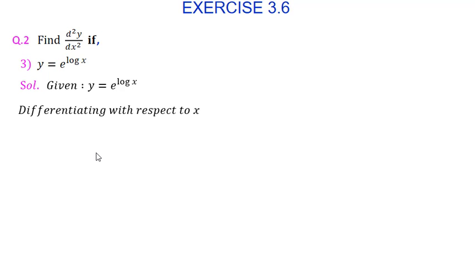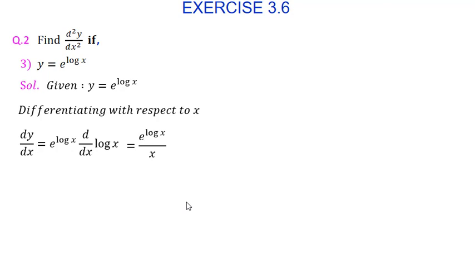I will differentiate this with respect to x. This is again a composite function, so I get dy upon dx as e power log x into d by dx of log x. The derivative of log x is 1 upon x, so it is e power log x upon x.